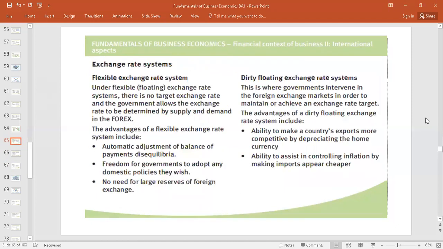So next topic, let's see. What are exchange rate systems? We see a flexible exchange rate system. First, let's see a flexible exchange rate system. Under flexible, the term is also called floating exchange rate system. There is no target exchange rate, and the government allows the exchange rate to be determined by supply and demand in the forex.